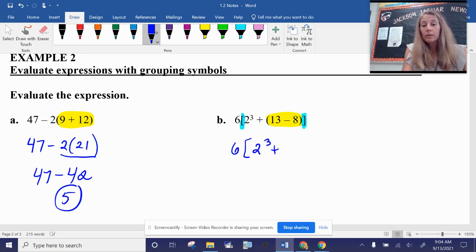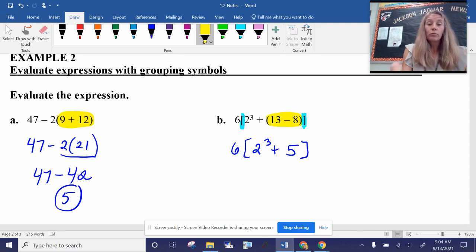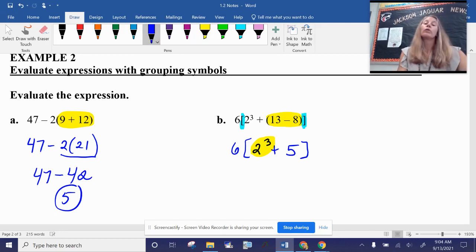And the 13 minus 8 is going to give me 5. So now I've basically eliminated those parentheses on the inside because I've evaluated that portion. So now I'm left with these brackets or these other grouping symbols, and I'm going to do my exponent first. When you're working with multiple things inside grouping symbols, you always go in order of operations. That's why we did the parentheses first.